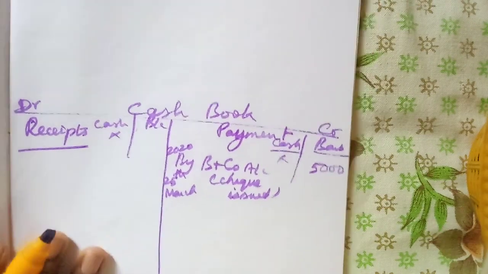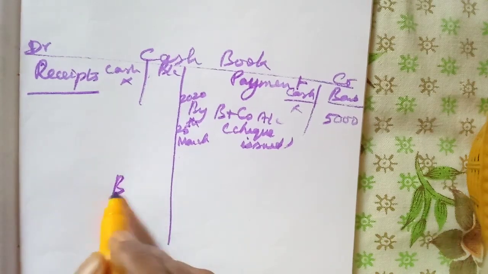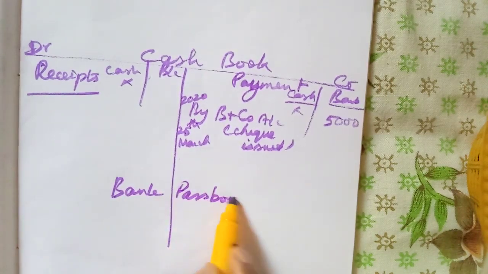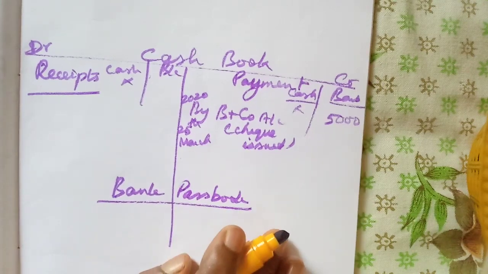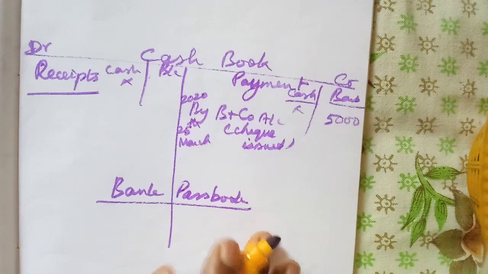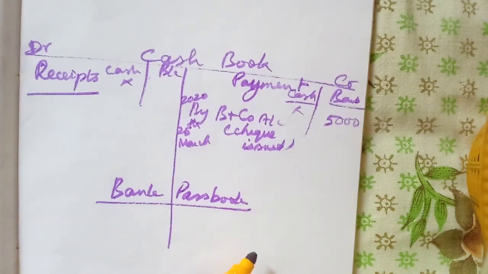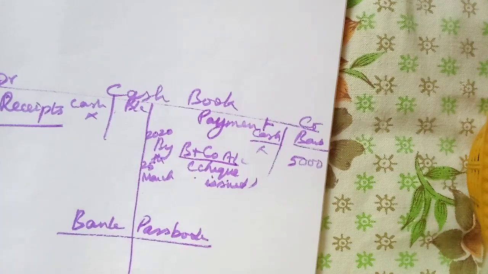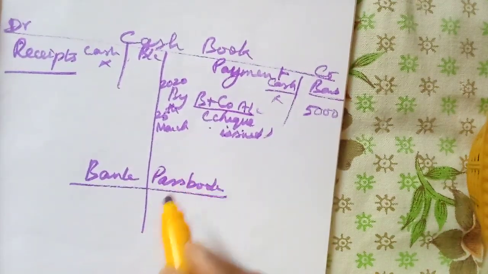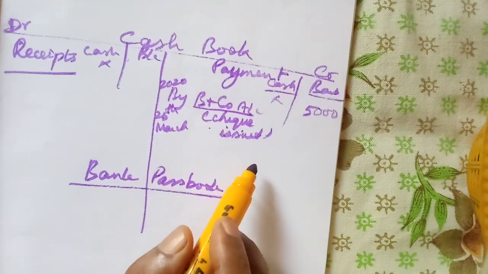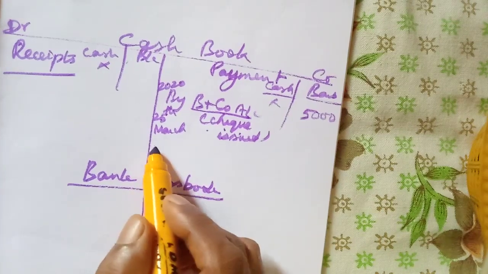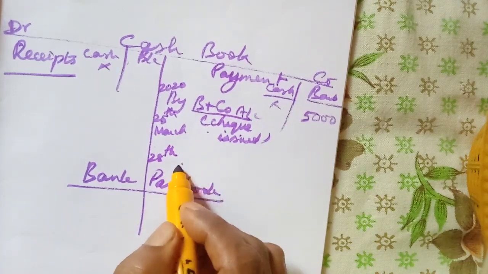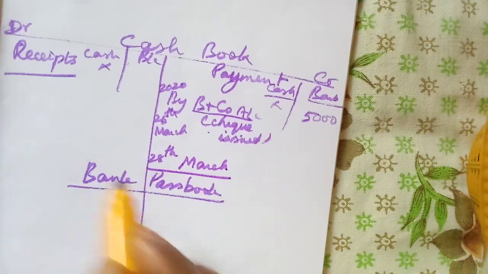But when the bank will enter, when the bank passbook, that means bank statement or bank passbook, when they will enter, once that check has gone to the bank for payment. Okay, that is a check issued but not presented for payment. This check is given to whom? To B and Co. Just think that B and Co got the check and he is presenting it in his bank. Okay, on 1st April or even 28th March also he can present it in his bank.